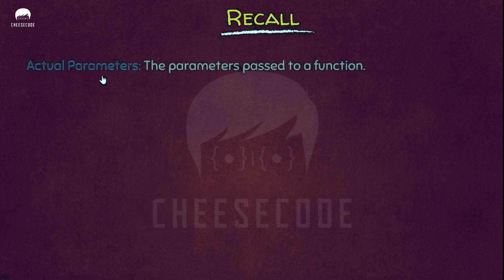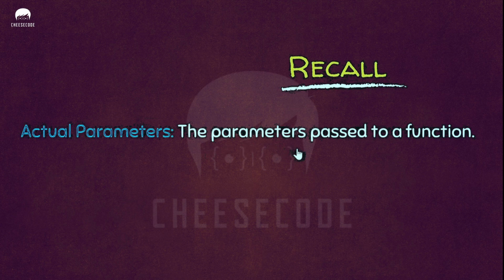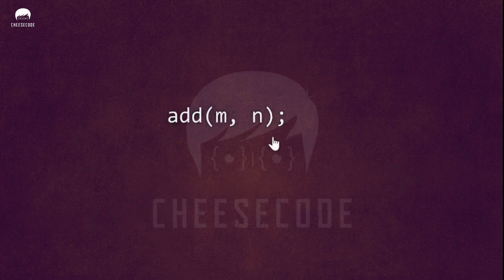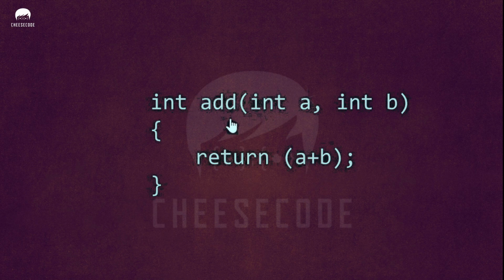Recall that actual parameters are the parameters passed to a function. Like for example, here is the calling procedure for a function add. This is the way you call a function. And here is the definition of this function add.